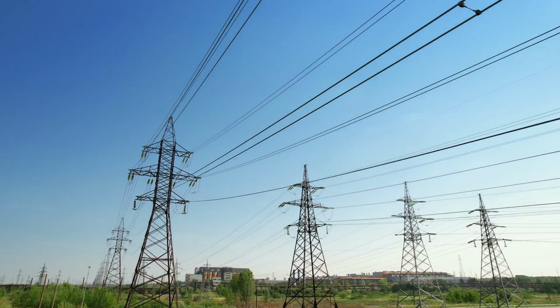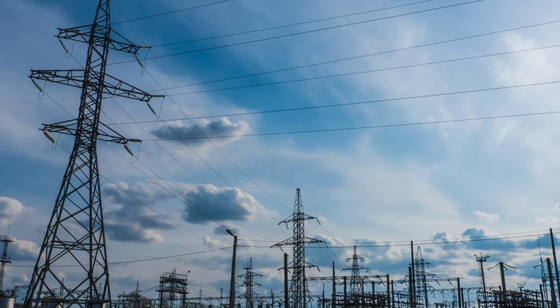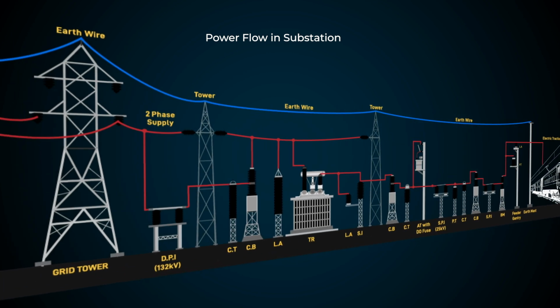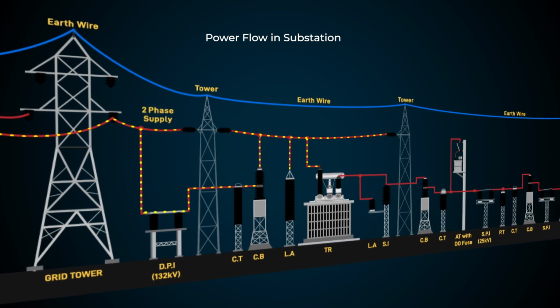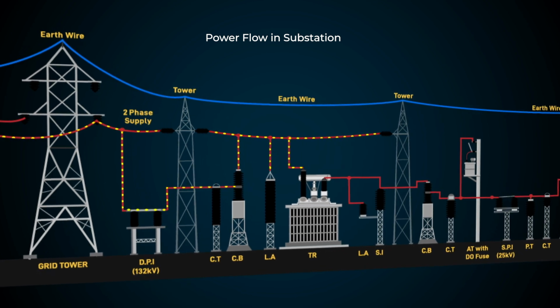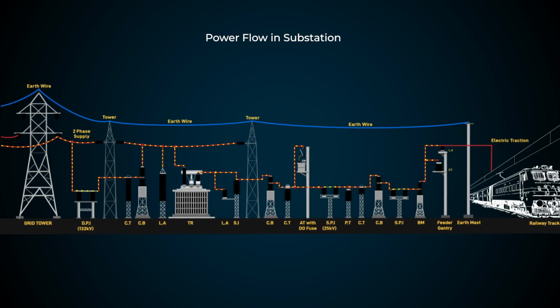In a conventional traction substation, power is received from the grid network of the State Electricity Board or any other power utility at 132 kV. This power is then stepped down to 27 kV through a single-phase step-down traction power transformer, and the power is then fed to OHE through various switching and protective devices.